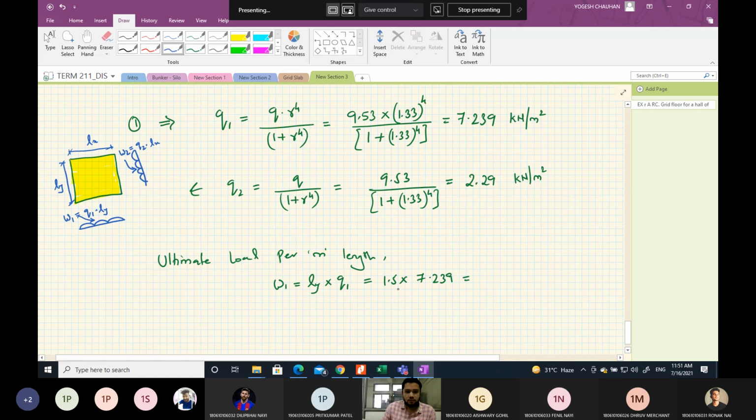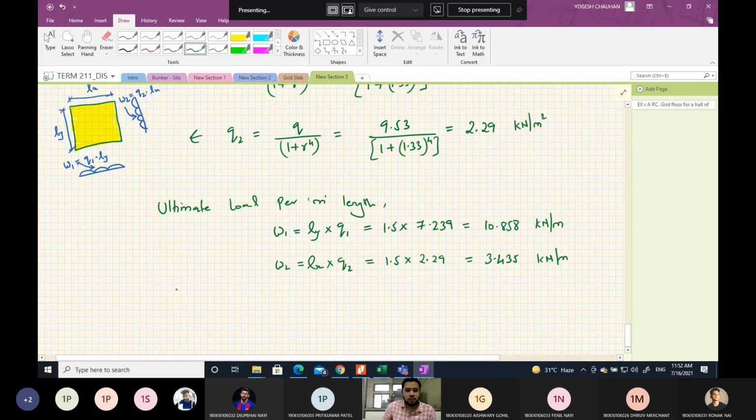So this is Ly into Q1, so this will be 1.5 into 7.239, it is 10.858 kilonewton per meter, and W2 will be Lx times Q2, which is 1.5 times 2.29, that will be 3.435 kilonewton per meter. So now you can find the design moments.